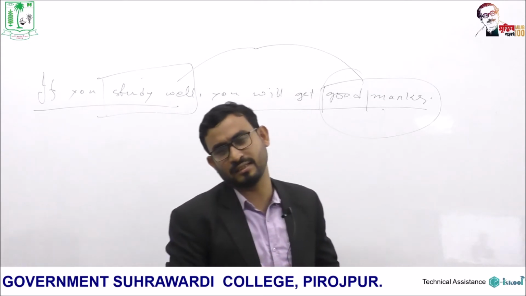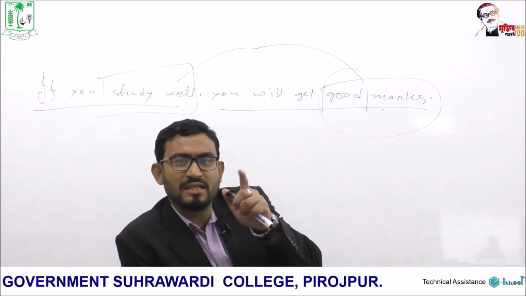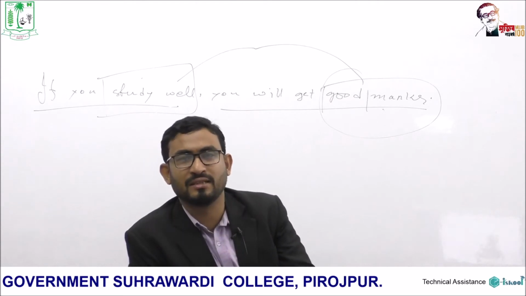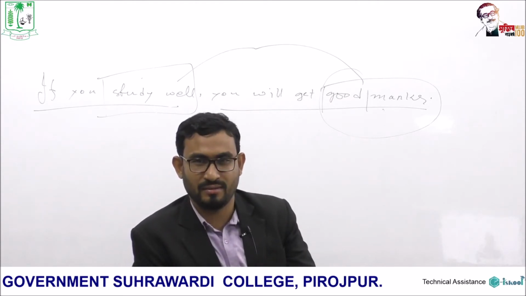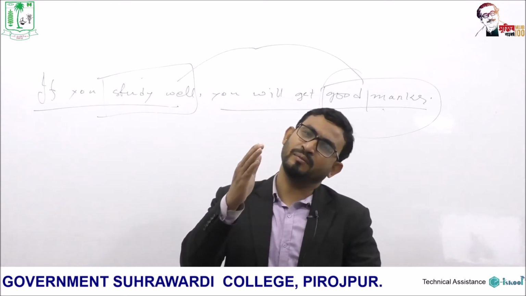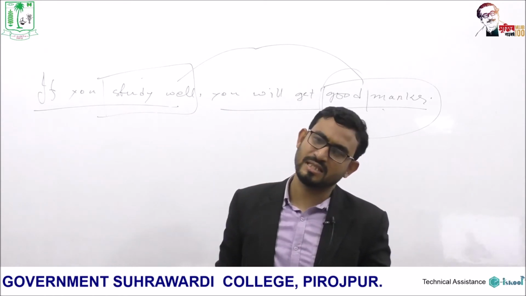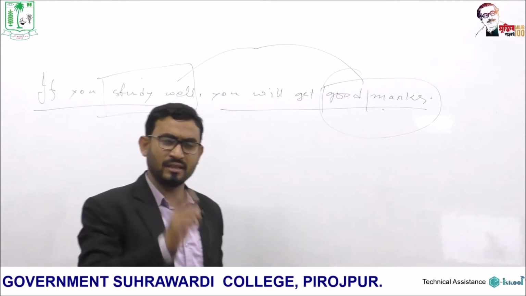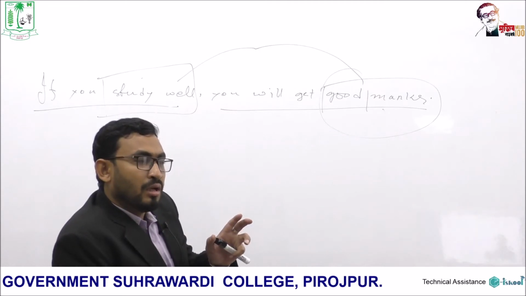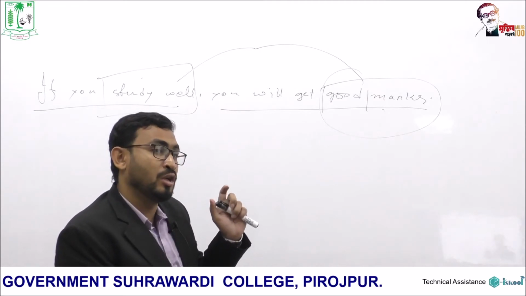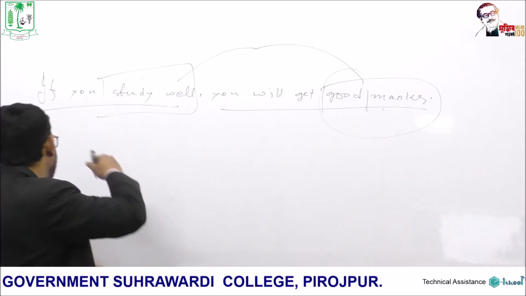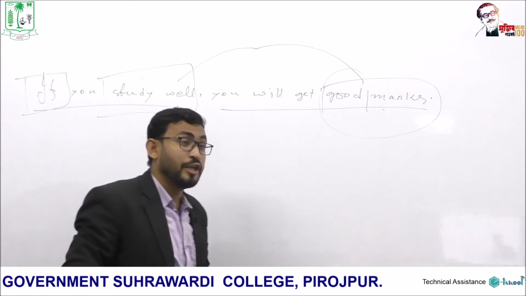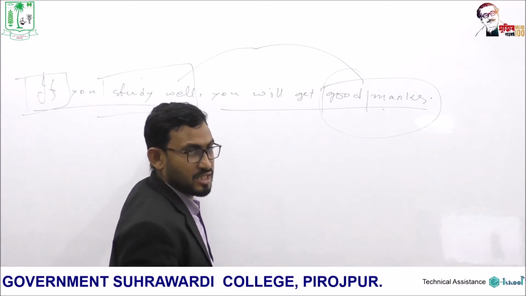So, what is a conditional sentence? In short, we can say that when a sentence contains a condition and if the condition is fulfilled, something else happens, this kind of sentence is known as a conditional sentence. And normally, to show the condition, we use a word, if. So if you find if in a sentence, you have to think that this is a conditional sentence.